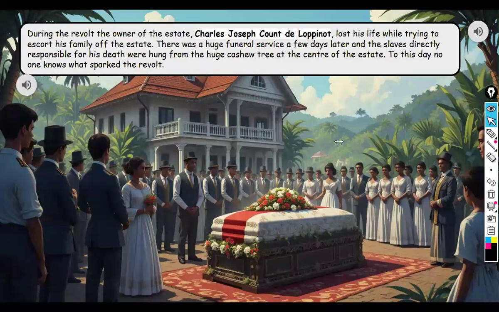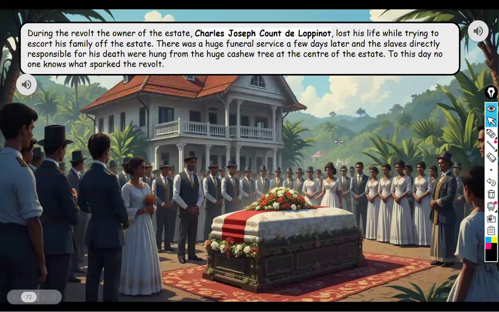During the revolt, the owner of the estate, Charles Joseph Count de Lopinot, lost his life while trying to escort his family off the estate. There was a huge funeral service a few days later, and the slaves directly responsible for his death were hung from the huge cashew tree at the center of the estate. To this day, no one knows what sparked the revolt.